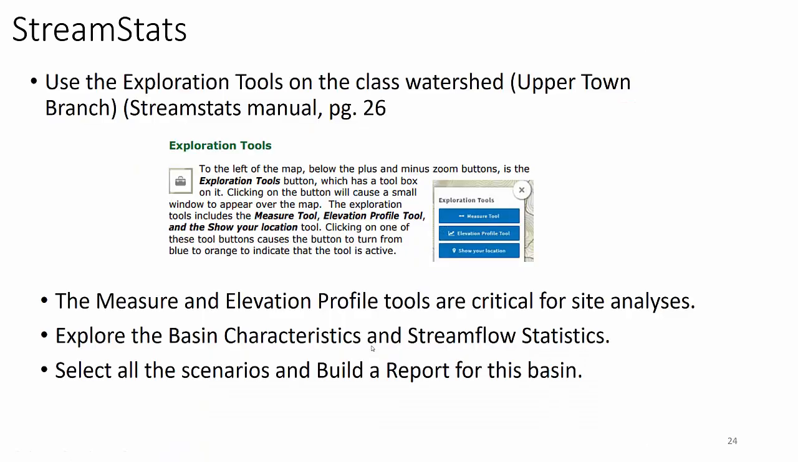So use the exploration tool on the class watershed, Upper Town Branch, in order to explore. So you can measure things. You can do elevation profiles of your streams. Remember, as we start thinking about flow through our streams, we're going to have stream channel profiles. We're going to have measurements. This is the way you get those. So we have the tools now to measure.